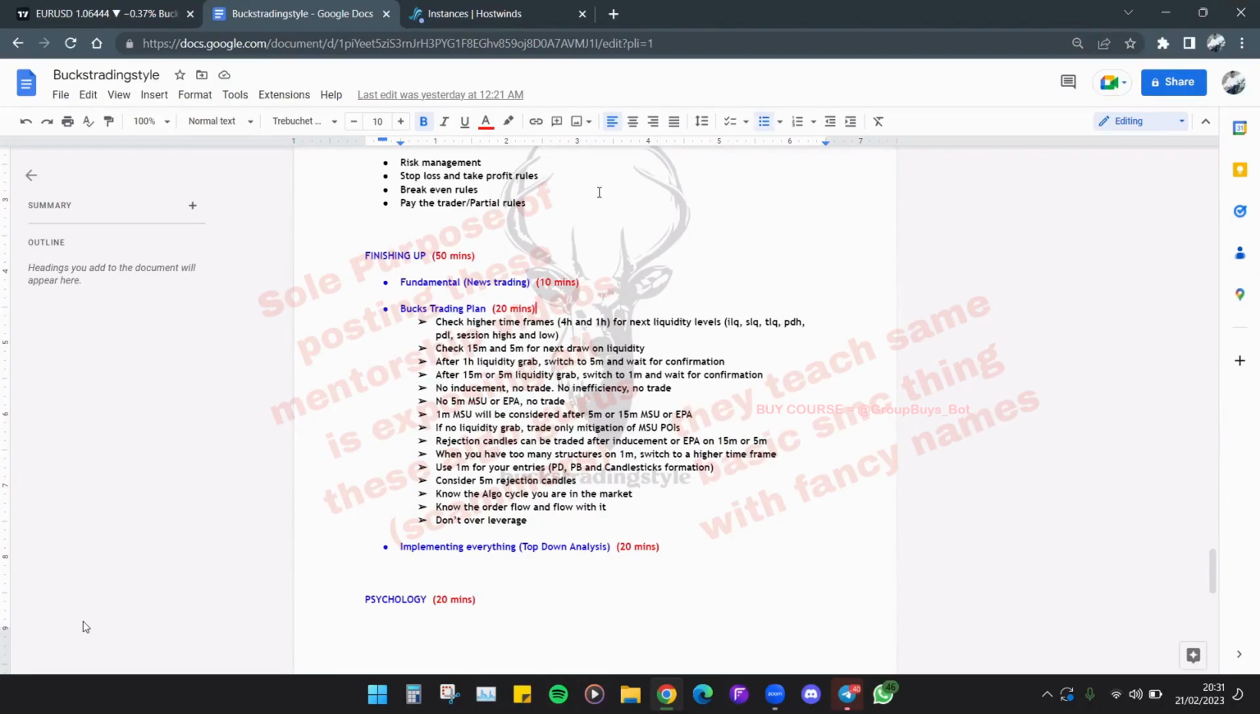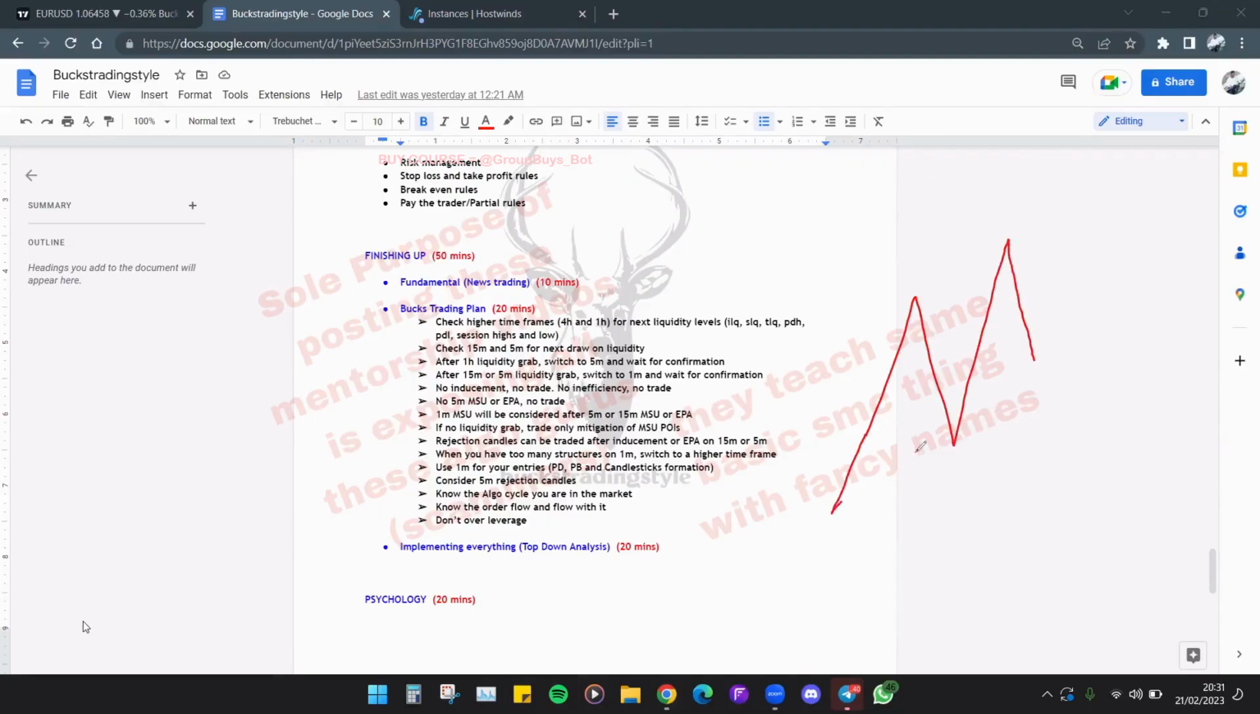Okay. Now, the first one, check the higher time frame, 4 hours and 1 hour, for the next liquidity level. And liquidity level could be ILQ, SLQ, TLQ, previous daily high, low, session high and low, and all of that. So when you check them on the higher time frame, mark them. And when you mark them, you want to see price take them out before going the opposite way.